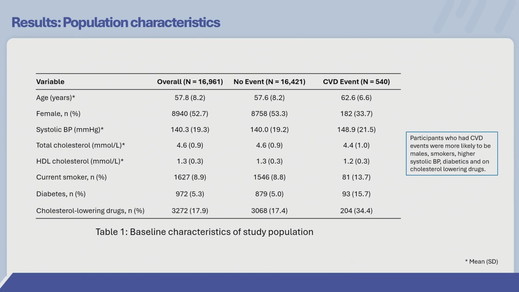So there are the overall population, the no event rate population, and the CVD event rate population. Essentially, people who have had CVD events were more likely to be males, smokers, have higher systolic BP, be diabetics, and be on cholesterol-lowering drugs. So this is, again, something which we see across populations.